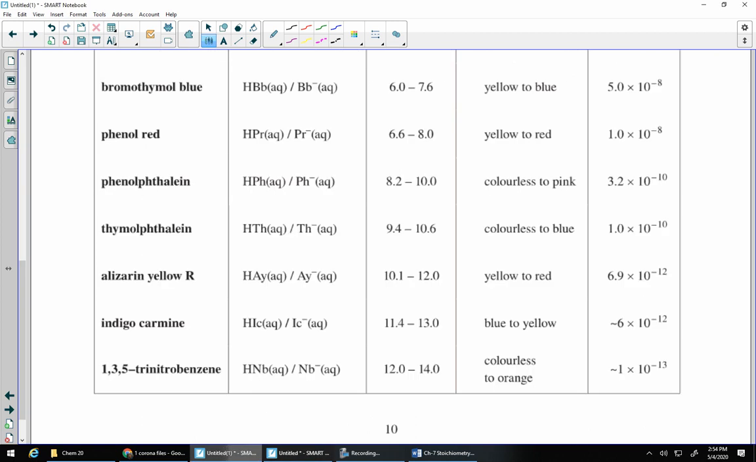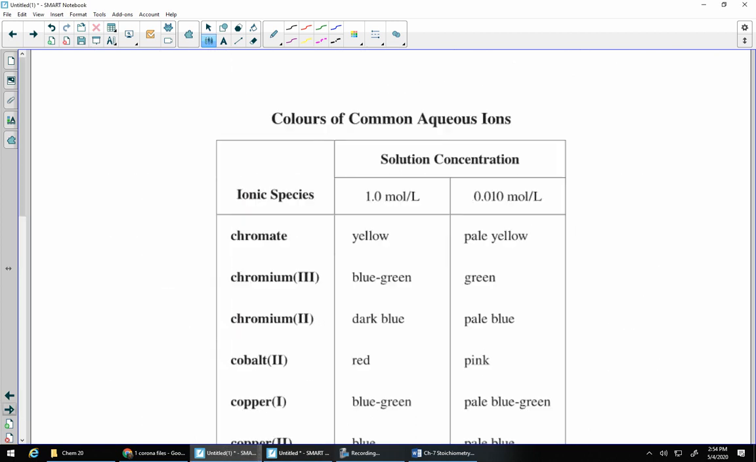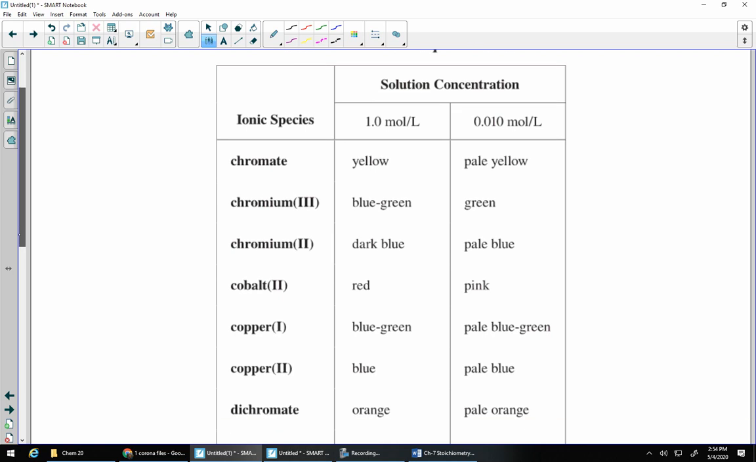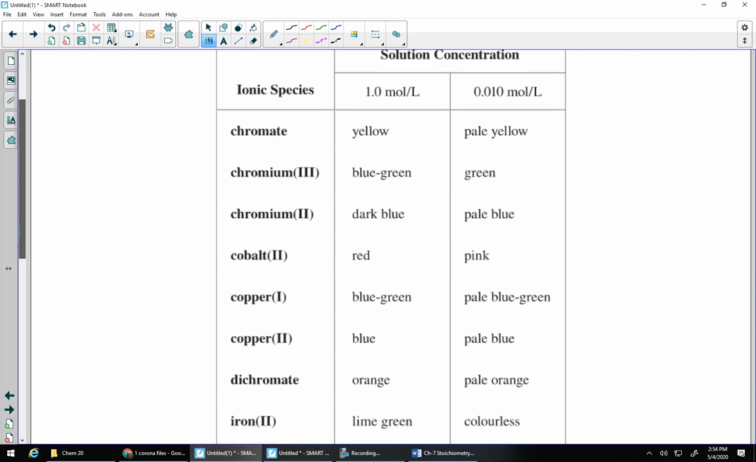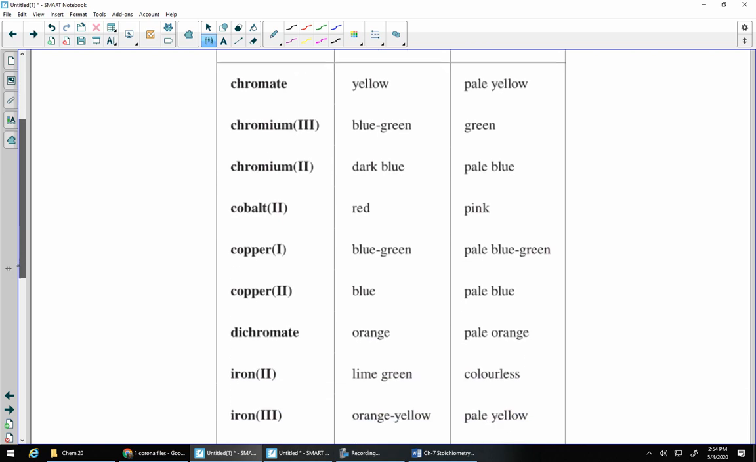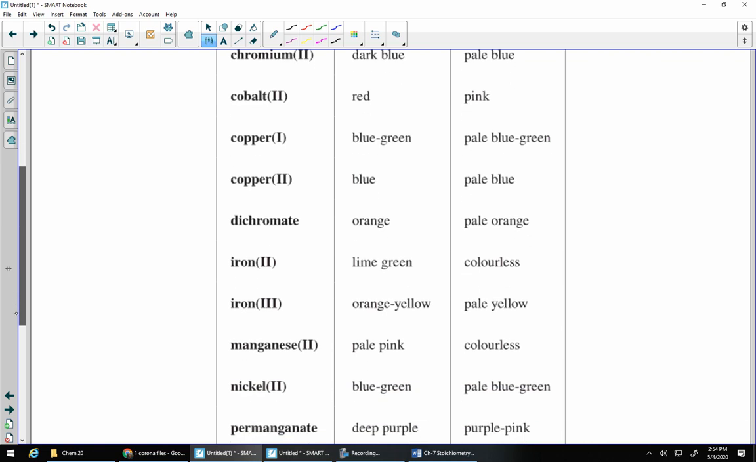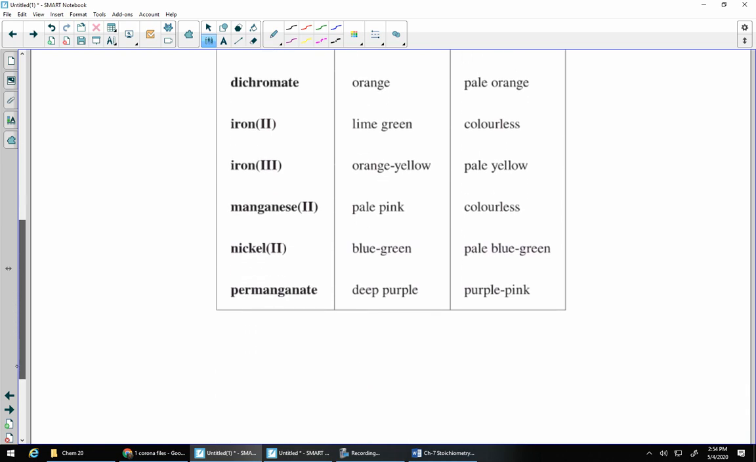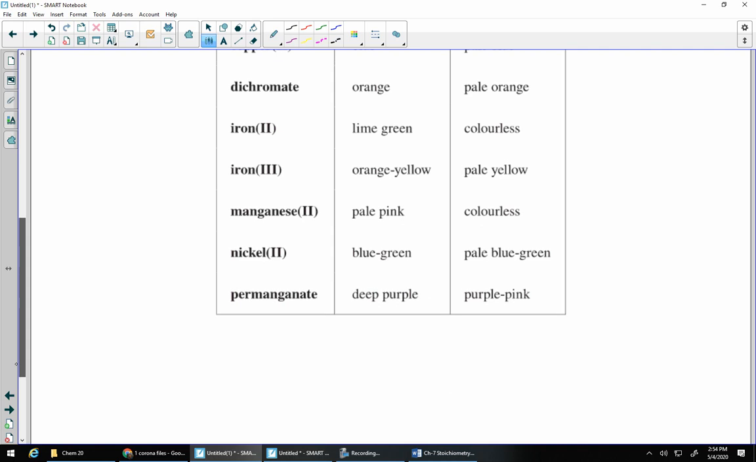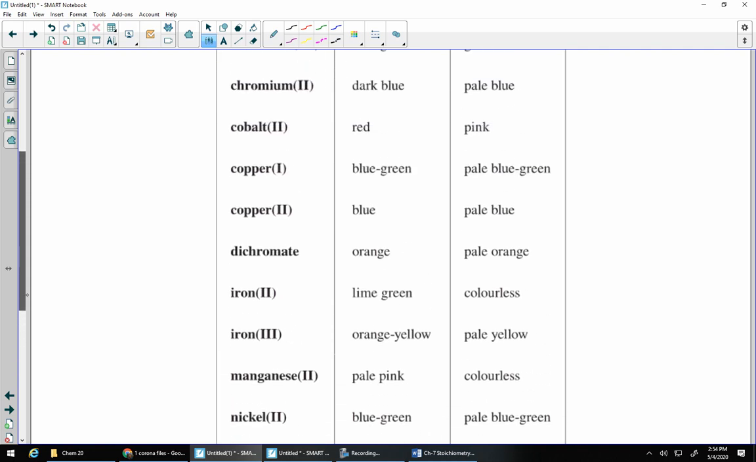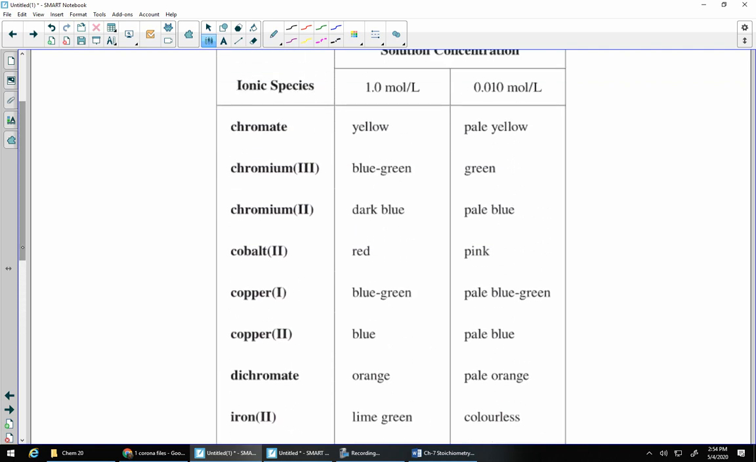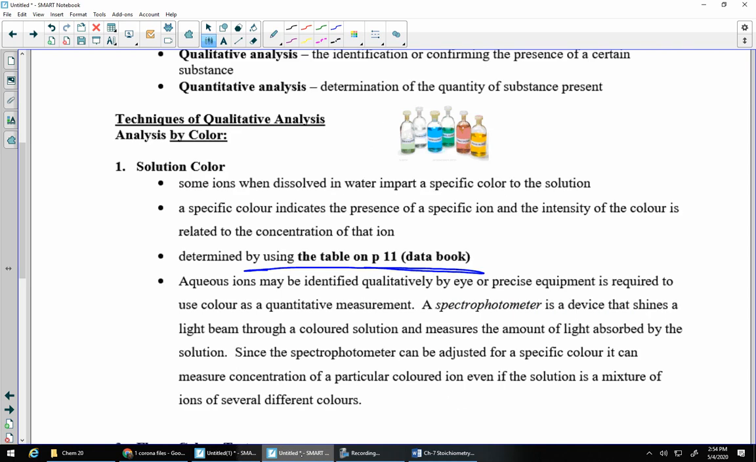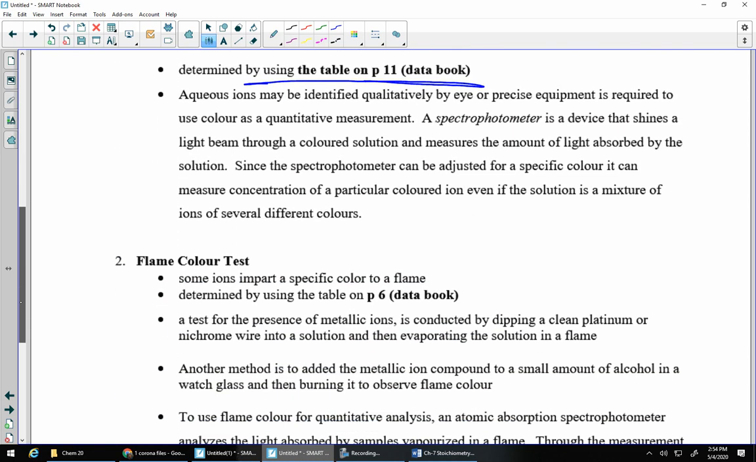Do I still have my data booklet open? So page 11 of our data booklet right here. So solution concentration. And notice it's not everything. So I got chromate ions, chromium 3, chromium 2, cobalt, copper, copper 1, copper 2, iron 3, manganese 2, nickel 2, and permanganate. So not many, but definitely a few. We can definitely tell what a few of those things are. Awesome. Cool. So it's pretty much what we're going to say there.